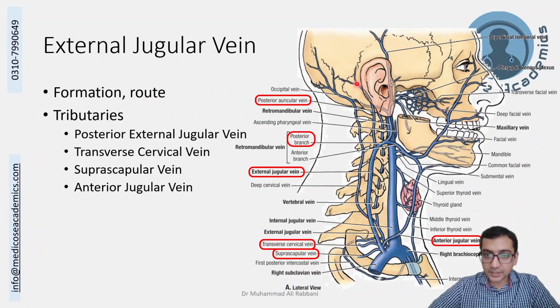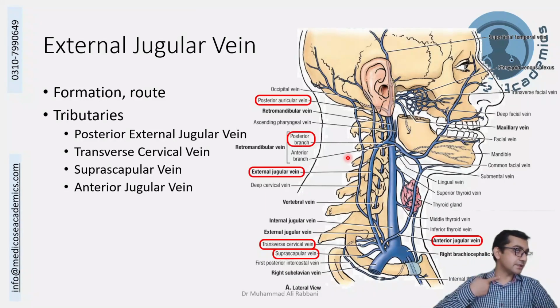It has the same name. This vein is called posterior auricular vein. Posterior auricular vein joins with the posterior division of retromandibular vein, and they two join to form the external jugular vein. And external jugular vein, it goes down, it crosses vertically like this.